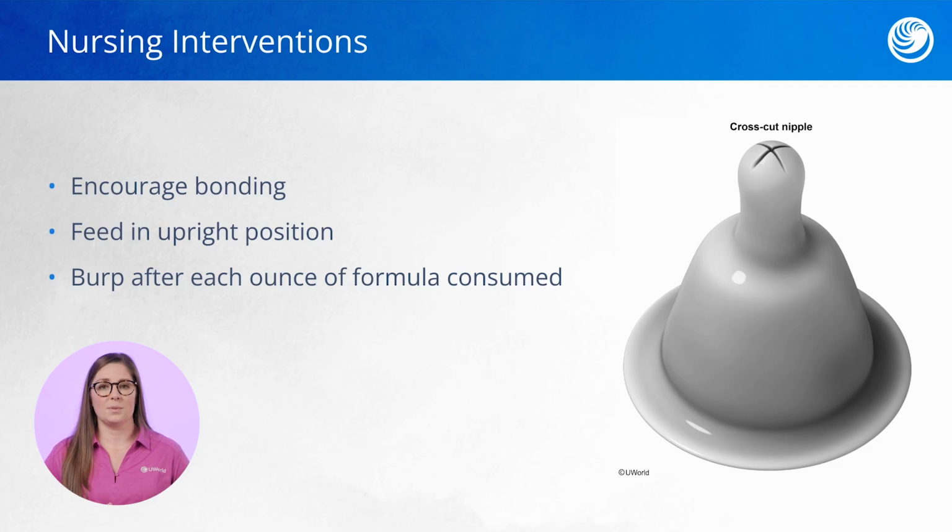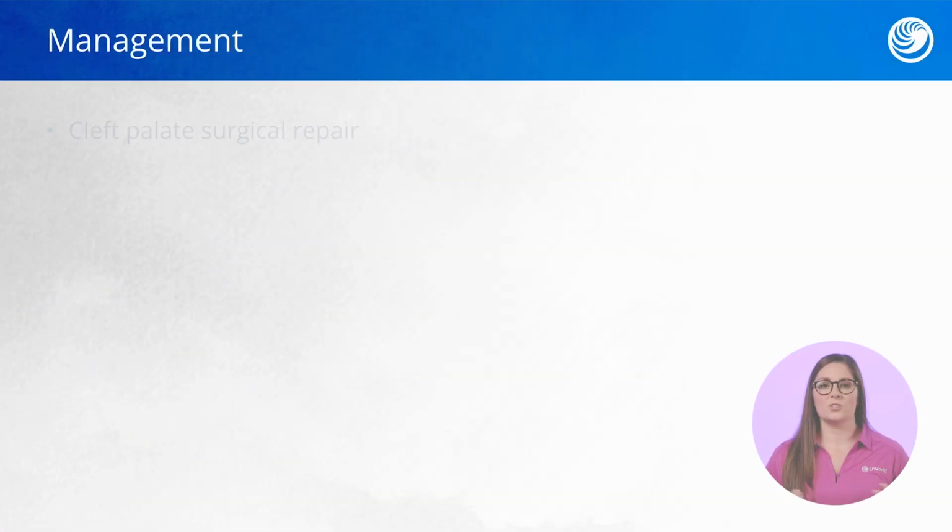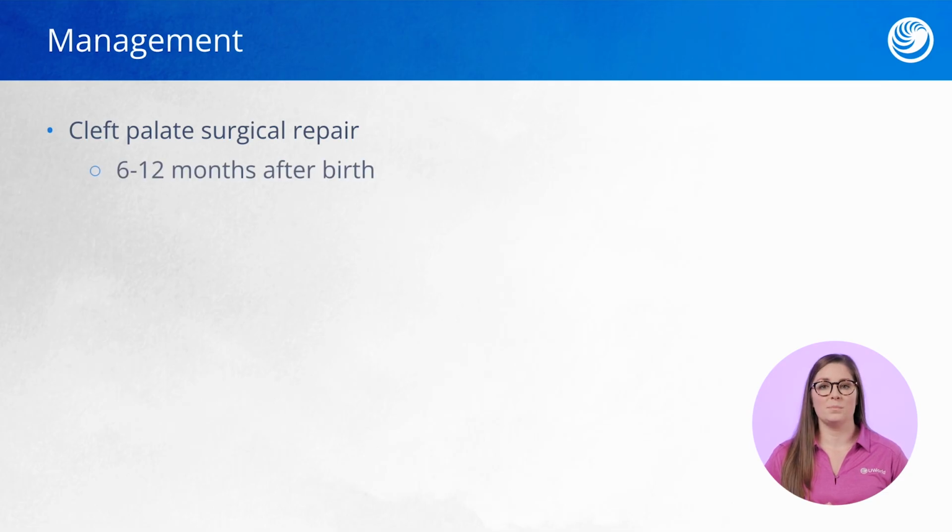These clients typically require a special nipple, as you can see in this diagram, and this nipple needs to be placed in the back of the throat towards the side of their mouth in order to encourage appropriate suck and swallow. So how do we resolve cleft lip and cleft palate? Surgical intervention is the only way to repair these two issues. Clients with cleft palate typically are asked to wait between 6 to 12 months of age so they can tolerate the procedure better and so they can decrease the risk of complications.